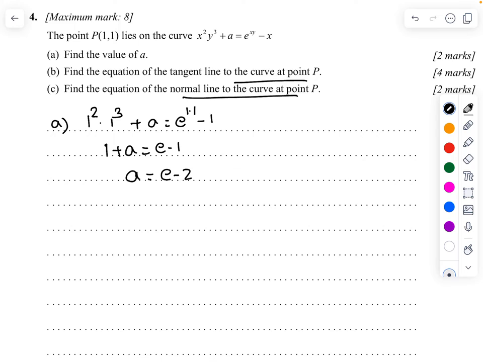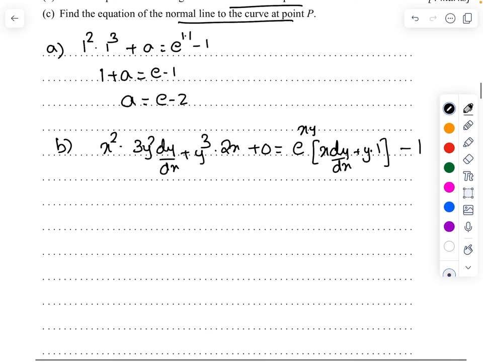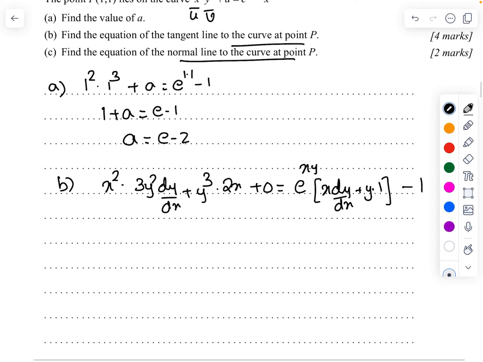So I'm going to find the derivative by the product rule. This is u, this is v. x squared, y cubed: the derivative of y cubed is 3y squared dy by dx. Next time, y cubed as it is, the derivative of x squared is 2x. The derivative of a is 0. The derivative of e to the power xy is e to the power xy, chain rule, times x dy by dx plus y times 1, since the derivative of x is 1. Now I'm plugging (1, 1) into this.